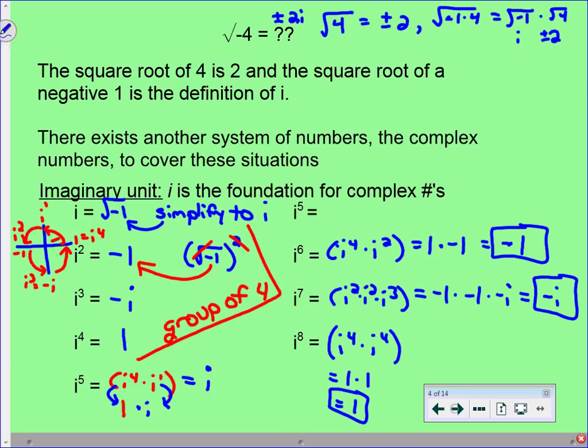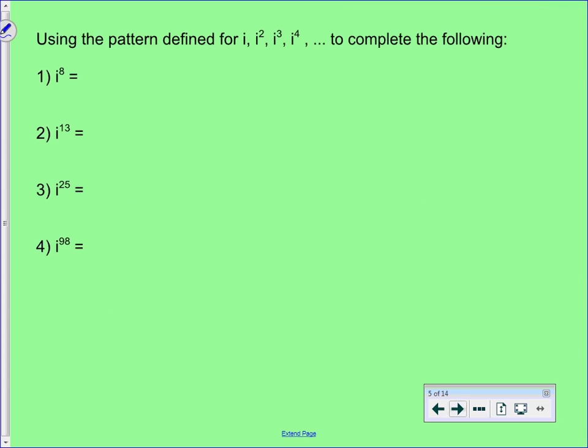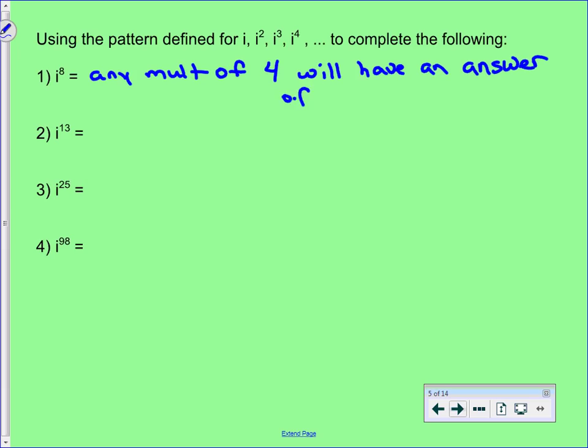You might be thinking, well, how is this going to help us when we get into this bigger pattern of numbers? Well, this i to the eighth power, what it really tells us is that any multiple of 4 will have a final answer of just a regular 1.